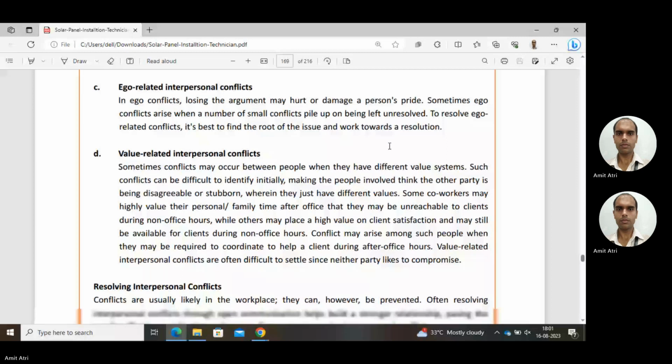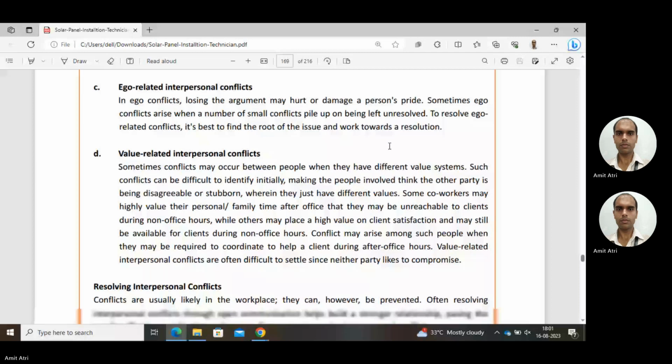Next is resolving interpersonal conflicts. Conflicts are usually likely in the workplace just because we are dealing with human beings. The basic human nature is not going to change. Most probably there will be disagreement, there will be conflict of interest. Often, resolving interpersonal conflicts through open communication helps build a stronger relationship.